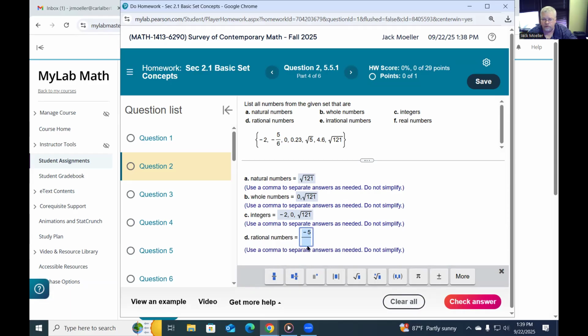With -5/6, and watch out for your commas when you're dealing with fractions. We have 0.23. We have 4.6. And then we got to put all our answers that we had before. So the -2, 0, and square root of 121.